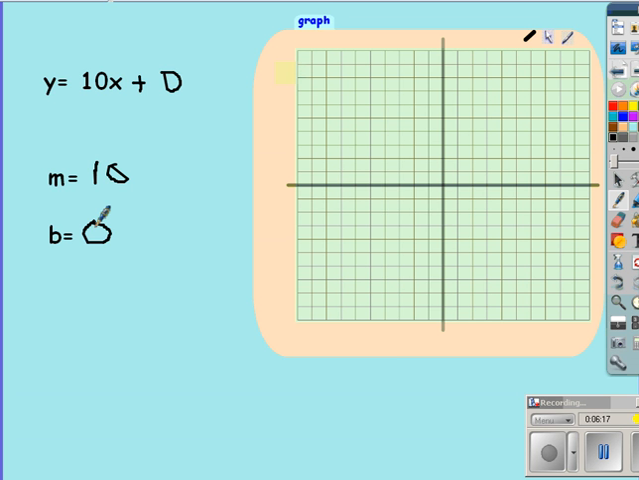B is my y-intercept. So that's where my graph is going to touch the y-axis. Again, y is your vertical, x is your horizontal. M is your slope. So I've got a whole number. I want it to be a fraction. I'm going to have it 10 over 1. That's my rise over my run. So I've got a rise of 10. 1, 2, 3, 4, 5, 6, 7, 8, 9, 10. And a run of 1. So I'm going to go over 1.